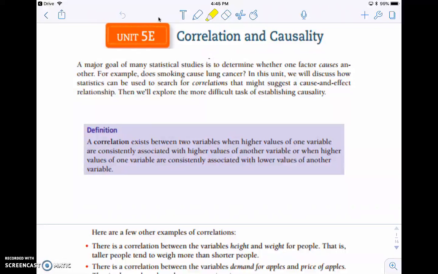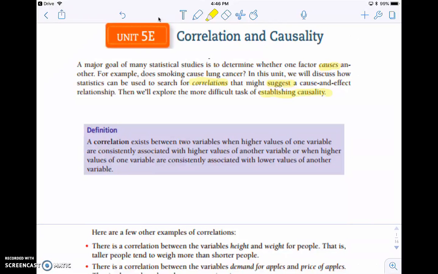So if we look at this first paragraph here, a major goal of many statistical studies is to determine whether one factor causes another. For example, does smoking cause lung cancer? So in this unit, we're going to discuss how statistics can be used to search for correlations that might suggest a cause and effect relationship. So the correlation may suggest a cause and effect relationship, but we'll notice that when we explore this, it is a pretty difficult task to establish causality.